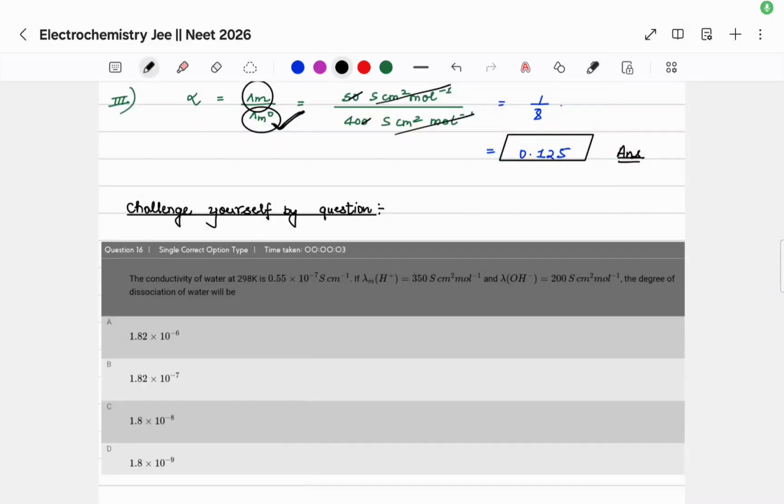Along with that, this is a small question based on the above concept only. So this is your homework. Just do this question, and whatever answer you are getting, just comment to me. I will let you know whether you have done it right or wrong.